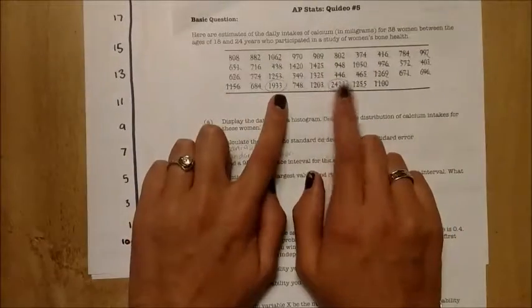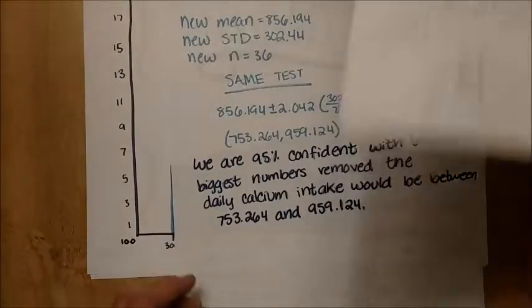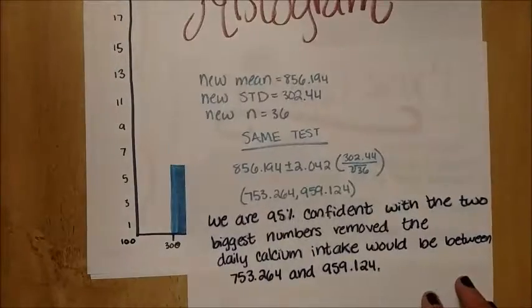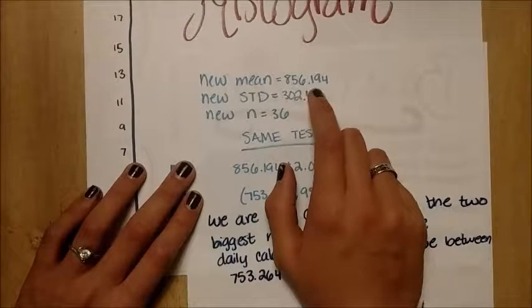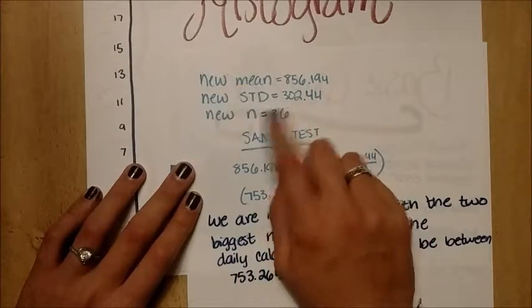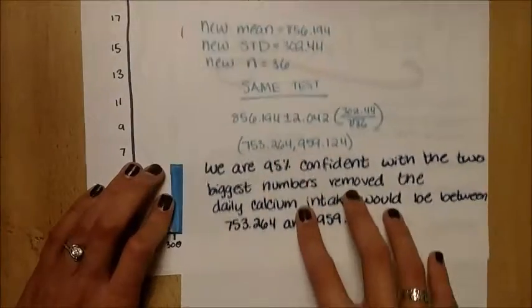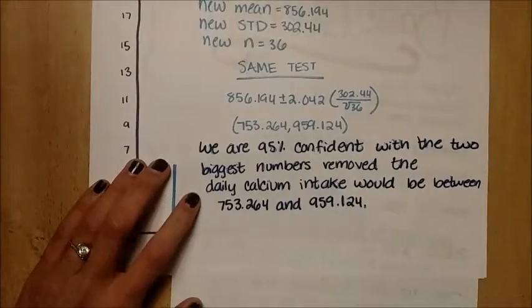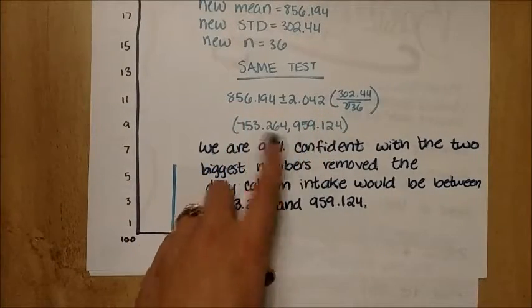Well, these are the 2 largest numbers, so I just took those out, and then I redid the list 1 and list 2, and I got our new mean, which is a little lower. It's 856.194, the new standard deviation, and then our new n, which is 36, because we took out those 2 numbers. And it's the same test. It's a 1 sample t-test. And so here's our new formula, and then here's our new values.